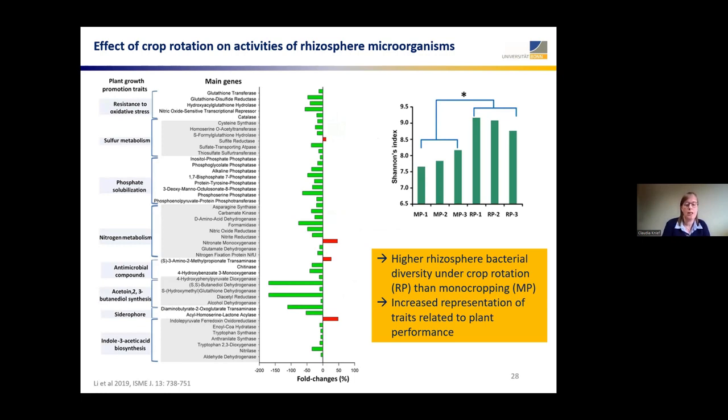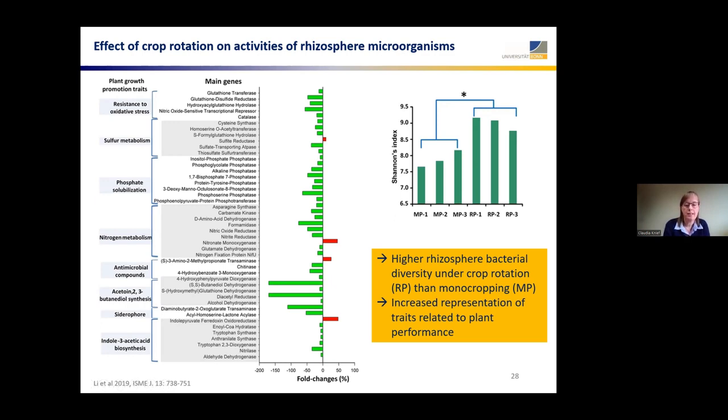But these researchers went one step further. They looked into the rhizosphere microbiome. So here we don't discuss the application of specific strains or consortia, but they looked into the naturally occurring rhizosphere microbiome. And what they observed is, on the one hand, that under crop rotation, here the bars on the right-hand side, the rhizosphere microbiome was slightly more diverse compared to the rhizosphere microbiome in the peanut plants that were grown in the soils from the monocropping regime. More diverse means more different species.